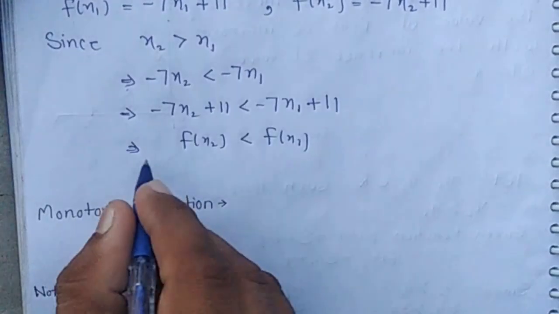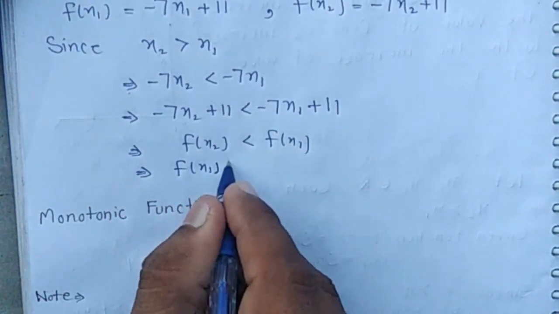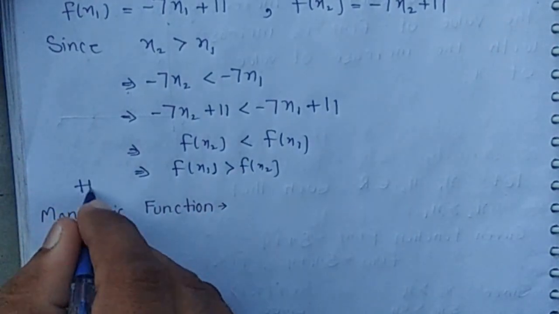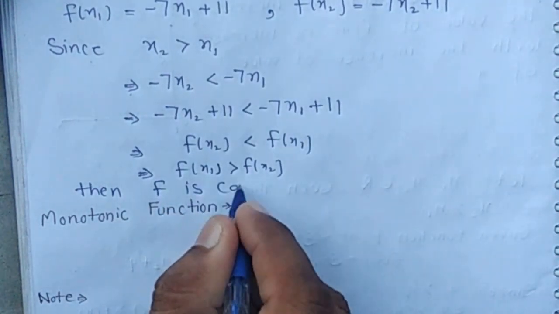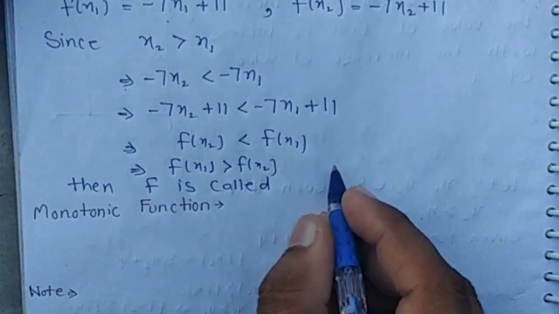That is, f(x1) is greater than f(x2). Then f is called a strictly decreasing function.